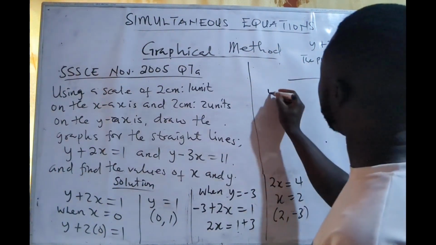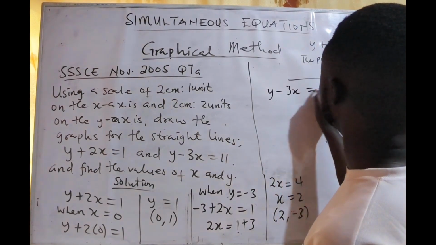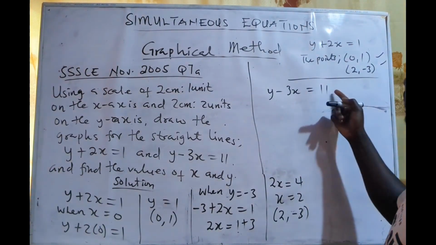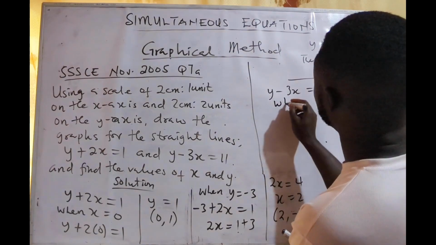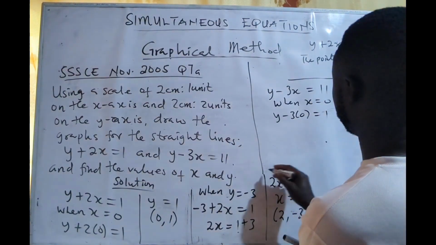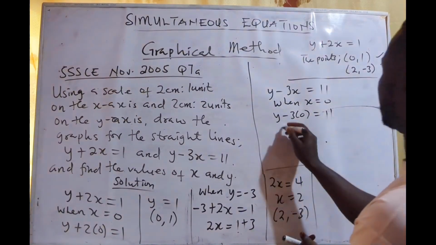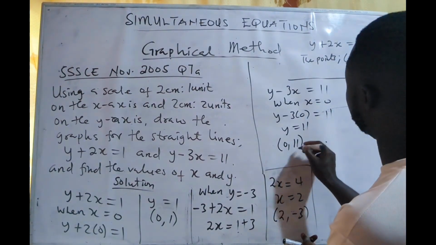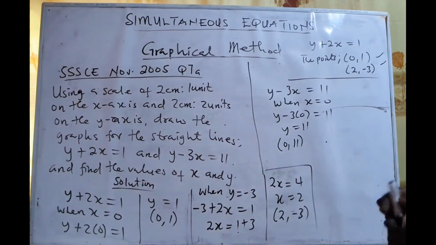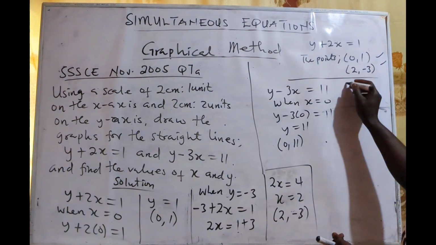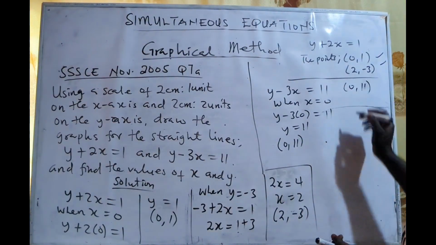Okay, so let's look at the other equation as well. The other linear equation is y minus 3x equal to 11. So here we can say when x is 0, so that we can get the value of y easily. When x is equal to 0, then y minus 3 times 0 will be equal to 11, and then y will be equal to 11, because this will be 0. So what will be our point? 0, positive 11. So one of the points is 0, 11.